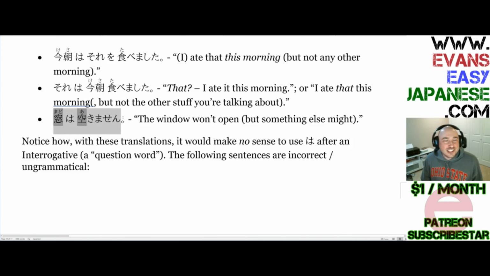All right, last one. Mado wa akimasen. The window won't open, but perhaps the door might. Something else might, but the window, nah, it's not going to open. So notice how it's comparing, it's limiting. The akimasen, the X won't open, is being applied specifically to the mado. The kesa tabemashita, I ate something this morning, is being applied only to sore, not kore, not are, or whatever else we might be talking about.